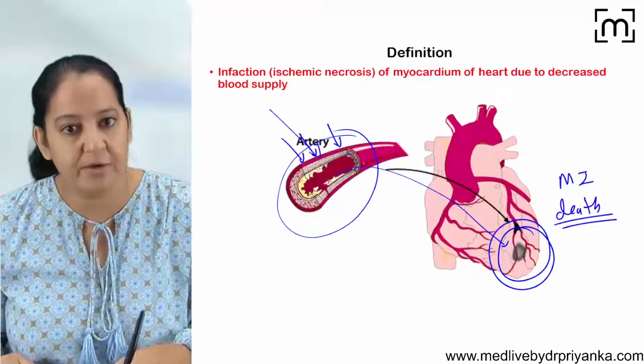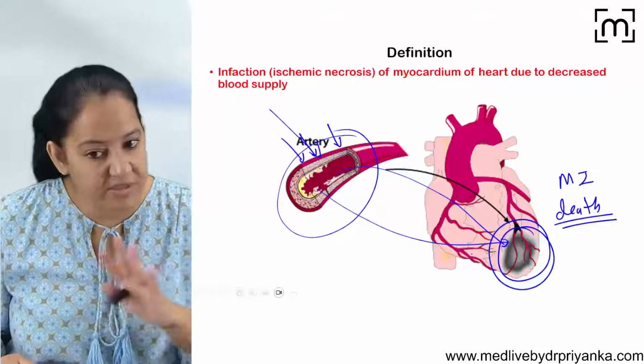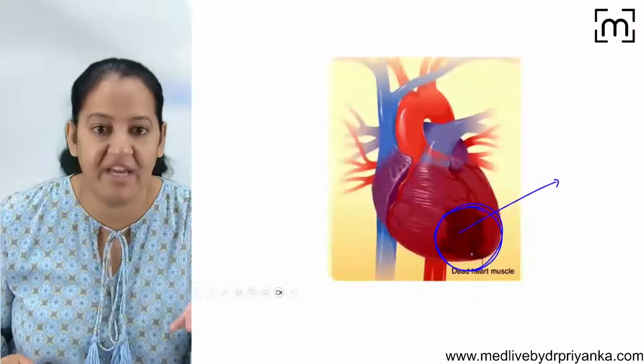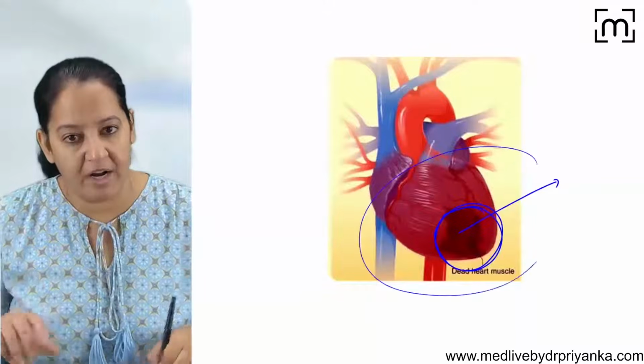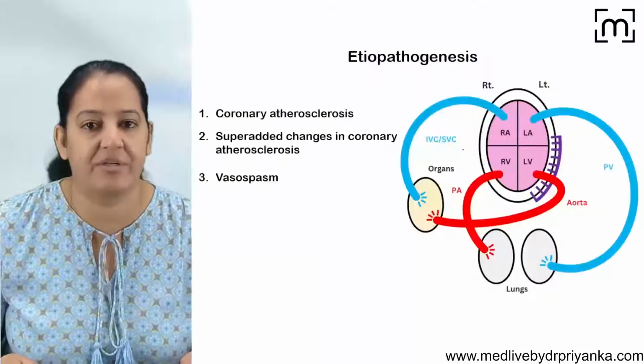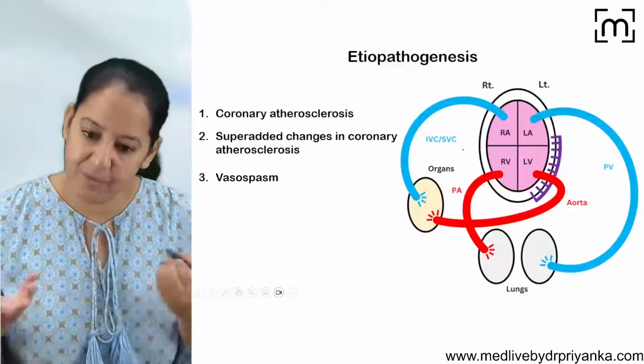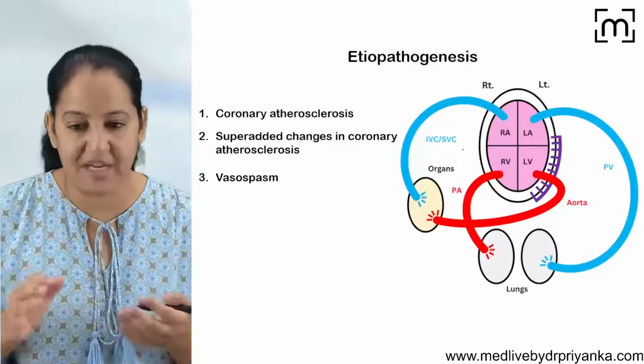Since the coronary artery is obstructed, a portion of the heart, the left ventricle especially, is not receiving enough blood. That portion undergoes death, and the complete myocardium is not participating in contraction. So that is myocardial infarction. The etiopathogenesis is the same as that of the three types of angina.